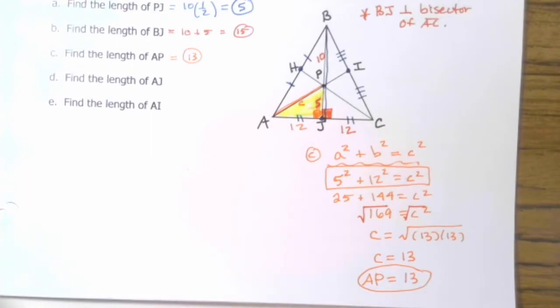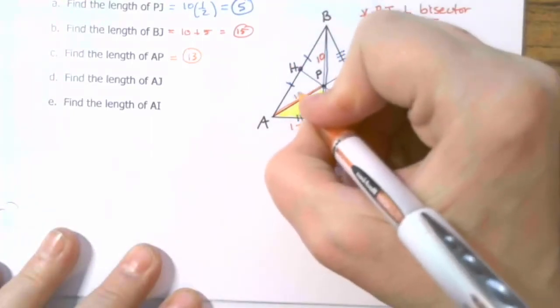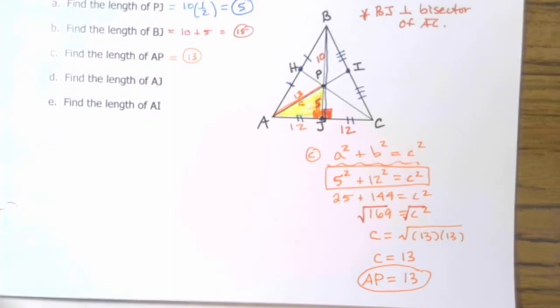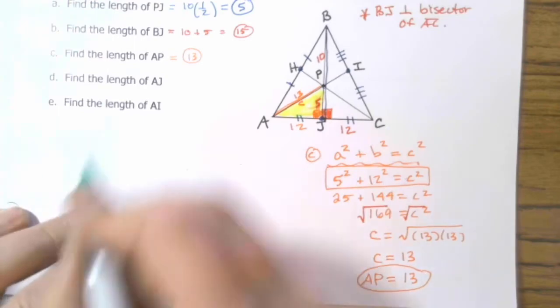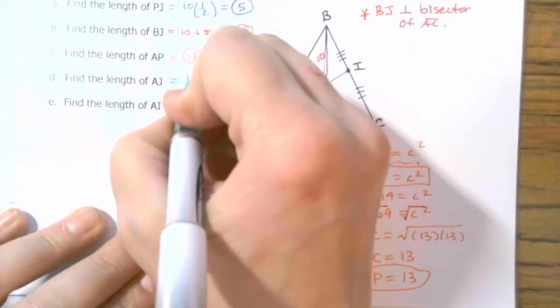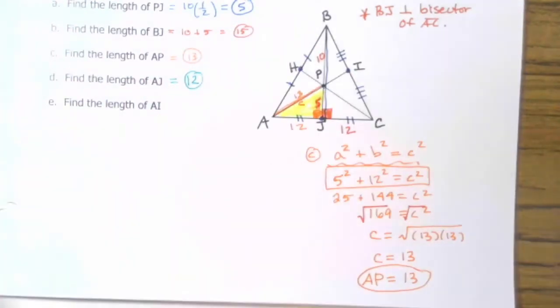And I'm going to label that on the drawing because we might need that. This is 13. Okay, we're supposed to find the length of A to J. Well, we already established that that was congruent to J to C. So AJ is 12, and that doesn't require any work at all.